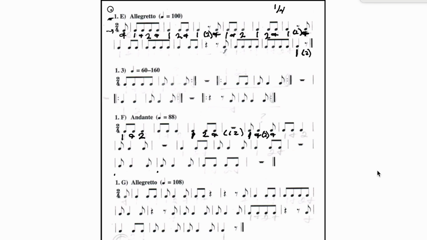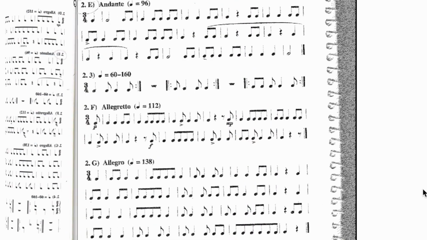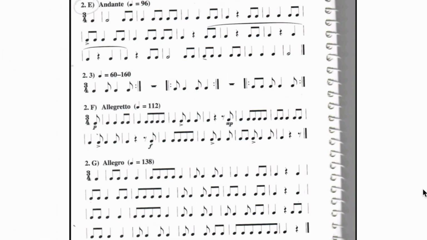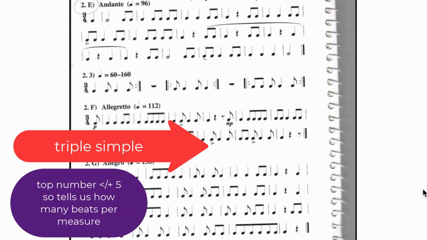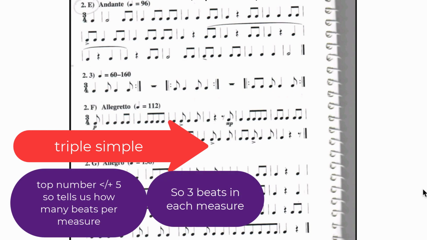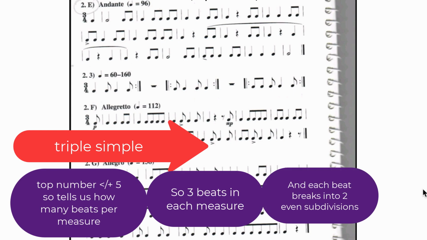Okay, let's go to another example here. Here's another example, a different time signature. This is 3/4 time, and so that means that this is a triple simple meter. Triple because the top number is 3, telling us we have 3 beats. Simple because the top number is less than or equal to 5. That means what we see, the beat, is the actual quarter note here, 3/4. That is the actual beat.